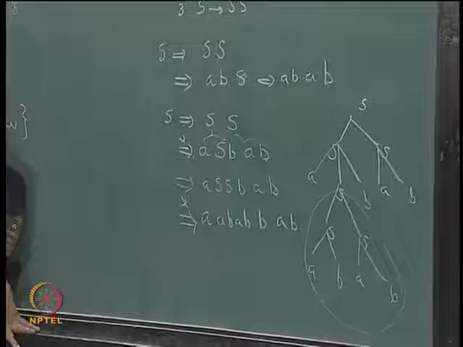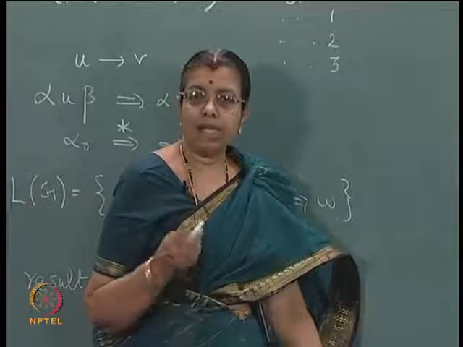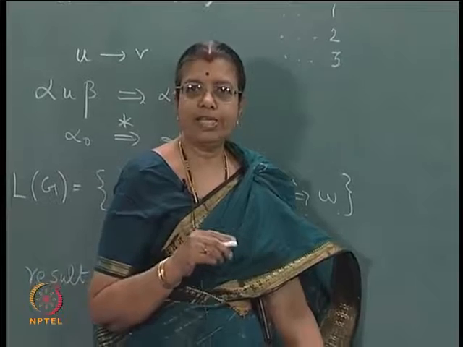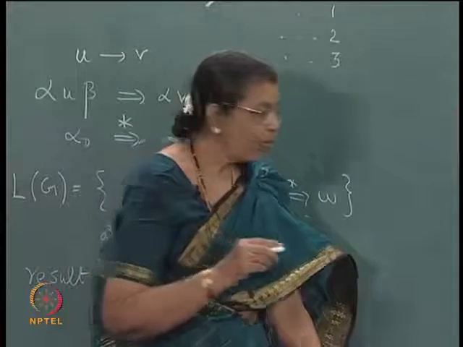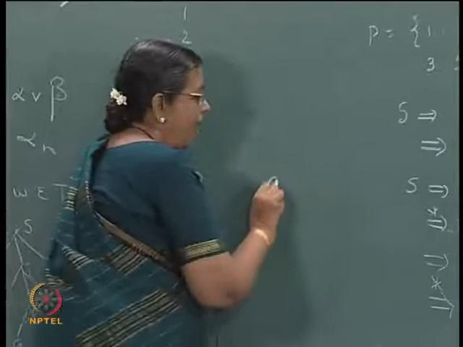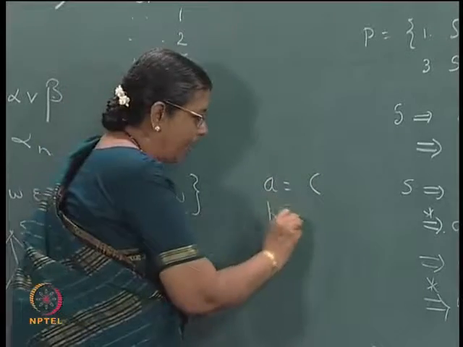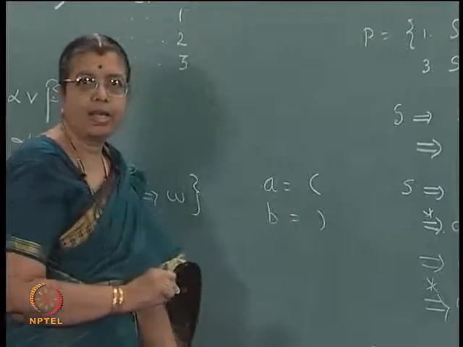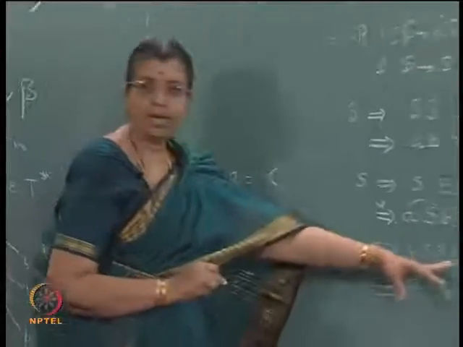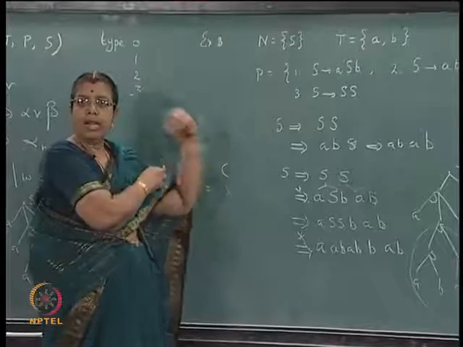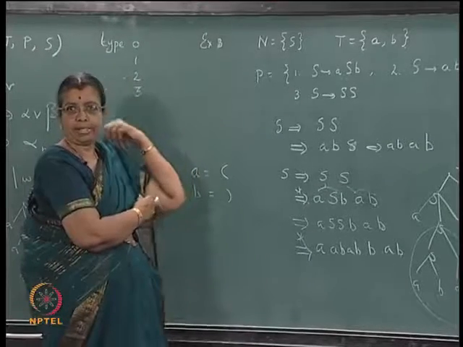Not only that, there is some more feature. What is that feature? If you look at A as a left parenthesis and we look at B as the right parenthesis, what does that mean? It is a well balanced string of parentheses.